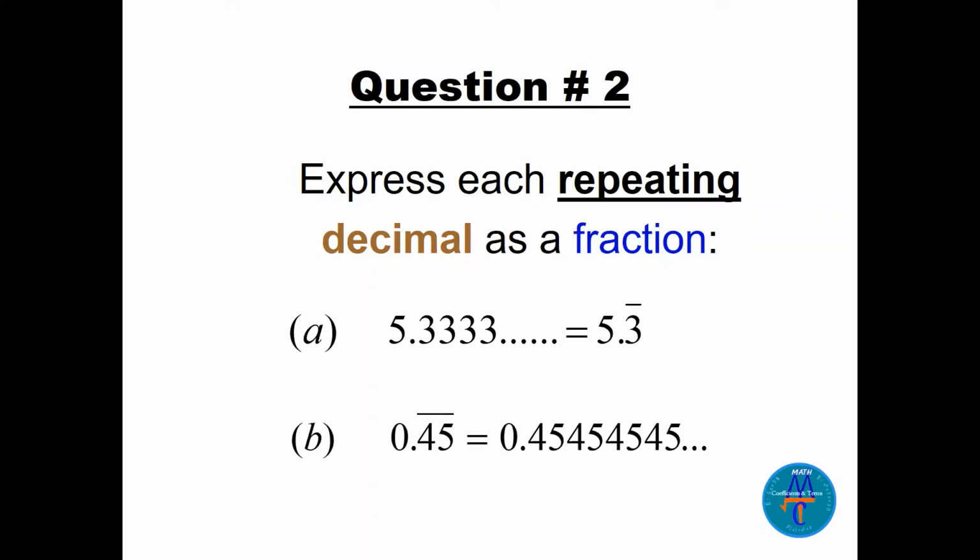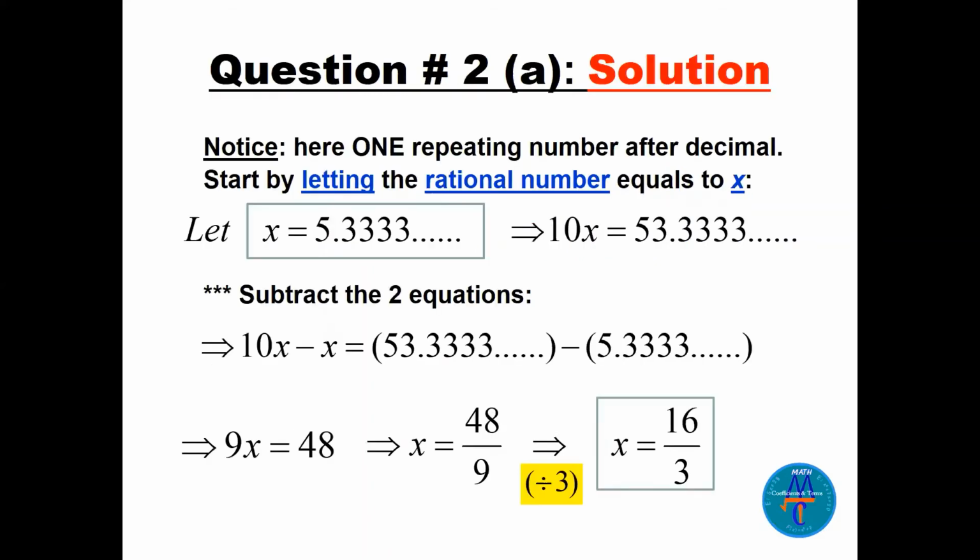You can figure it out. You can think. You can do something. It's not easy here to multiply up and down by 100 or by 10 or whatever. You have to use a nice method. Let me show you the method here. Now, there is one repeating number here after the decimal point. We can have 2 repeating numbers. We can have 3 repeating numbers. So let's call this number x. So start by letting the rational number equal x. Every repeating number is rational, so there is a fraction.